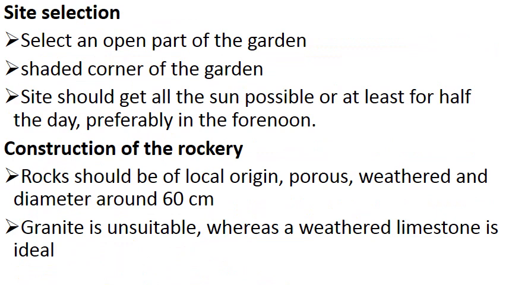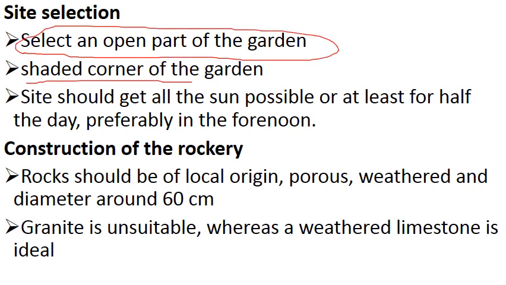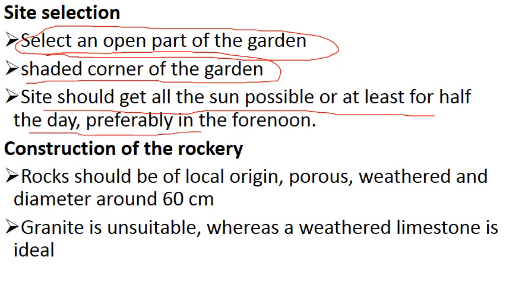Then what is a suitable site condition for a rock garden? First, you should select an open area inside your garden. Then you should choose a site in such a way that it has full sun at least for half of the day. You should get sun, preferably in the forenoon. Means you should select a site where there is shade and sun in different parts of the daytime.